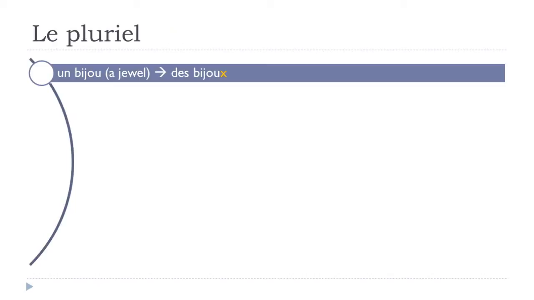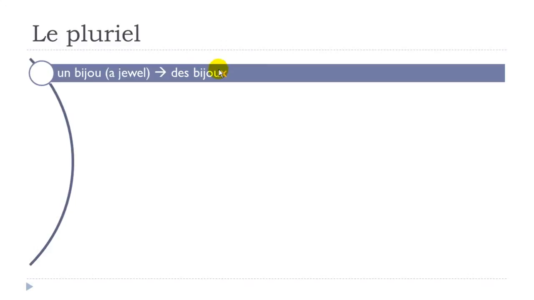So I've been listing all the exceptions of the OU ending words that will, like we saw previously, not take S but take X at the end. Still, as usual, it's not pronounced, so it doesn't really affect the pronunciation, but it's just for you if you want to write them correctly in the plural form. Remember, it's not S, but it's X.